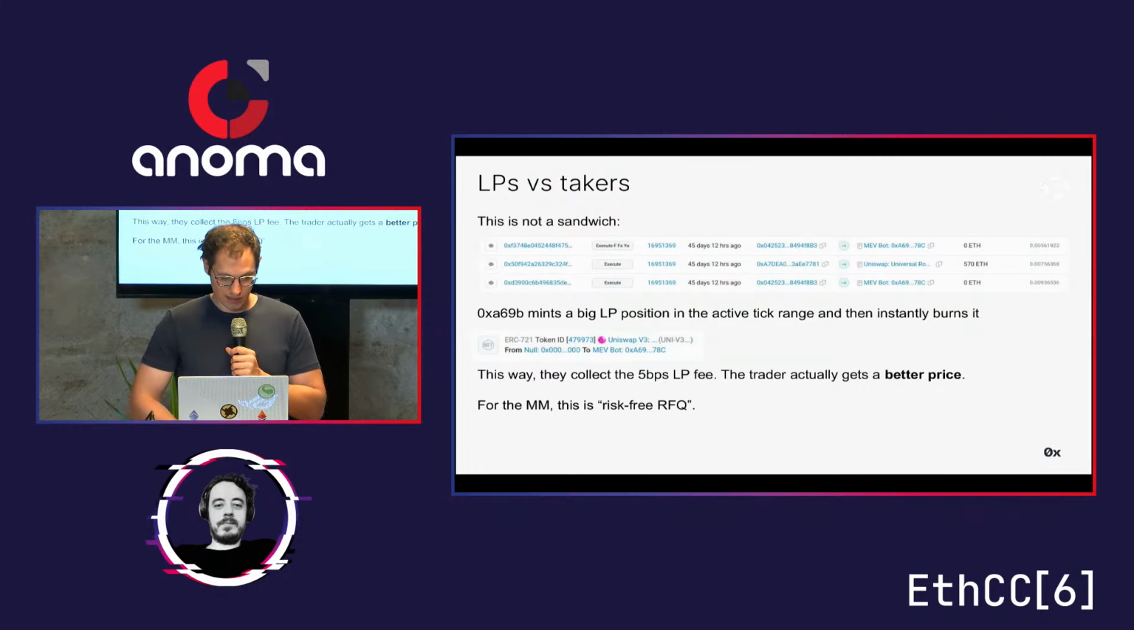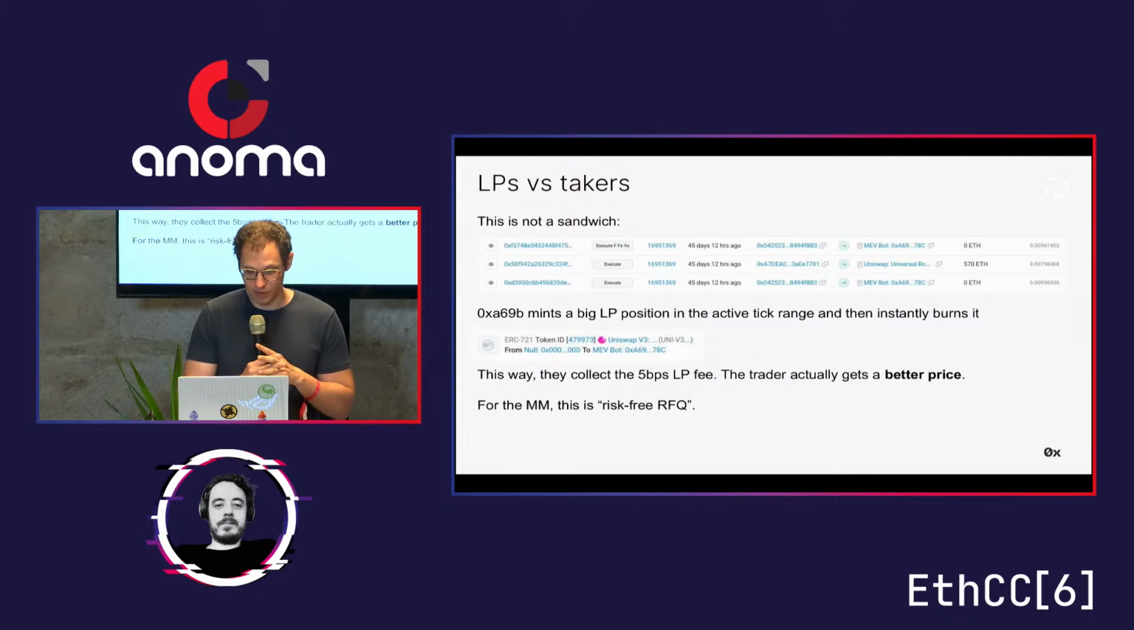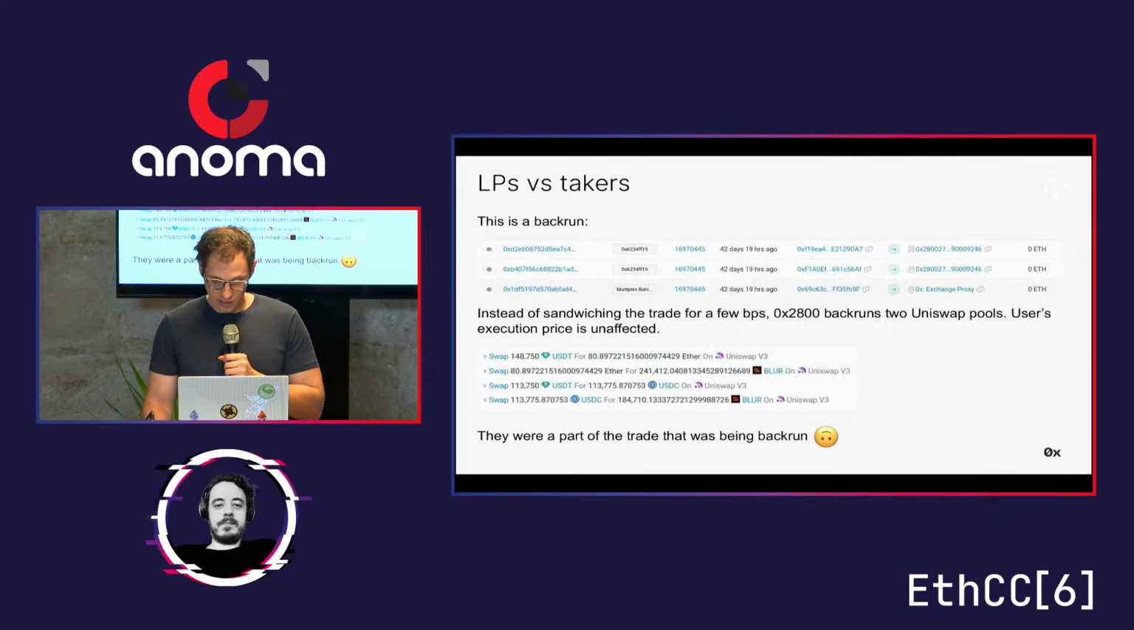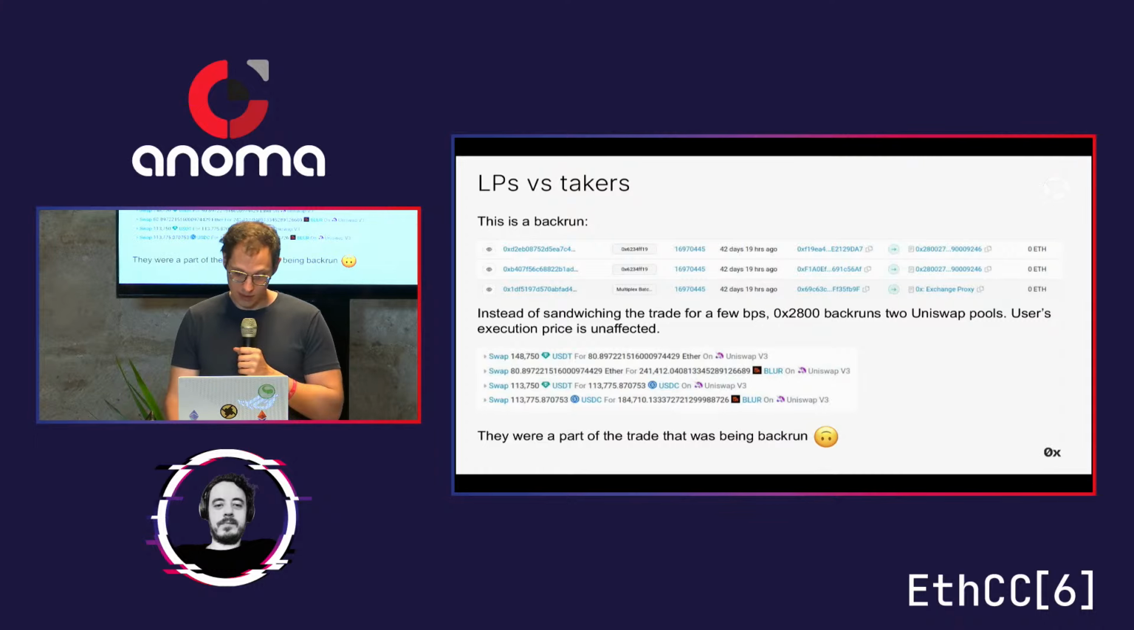I think of it like a risk-free RFQ, because normally on RFQ, the market maker needs to commit the funds for probably a minute at least on slower chains. Here they just see stuff, they're happy with it, they'll provide liquidity. And the second thing that was happening a lot is just ordinary backrunning. Instead of sandwiching, here Wintermute did backrun to Uniswap pools. And this does not affect users' price. And again, it has much better margins than sandwiching.